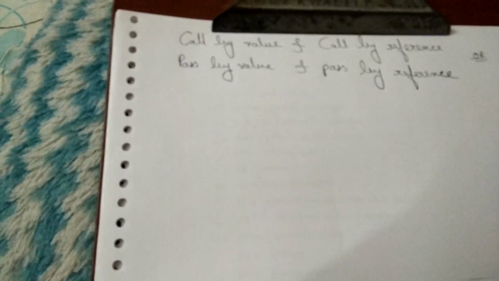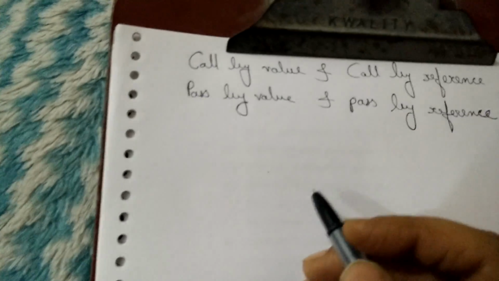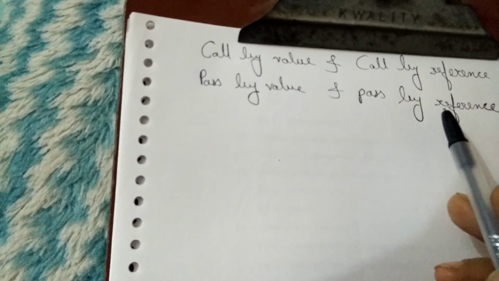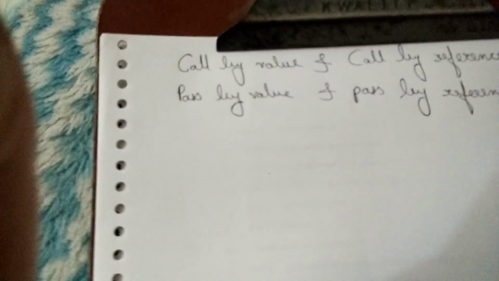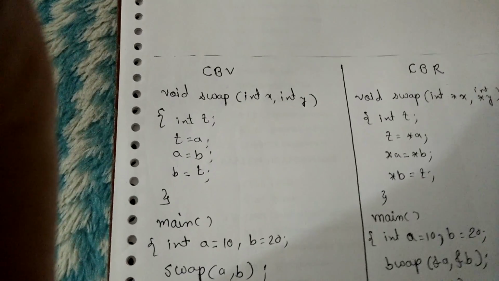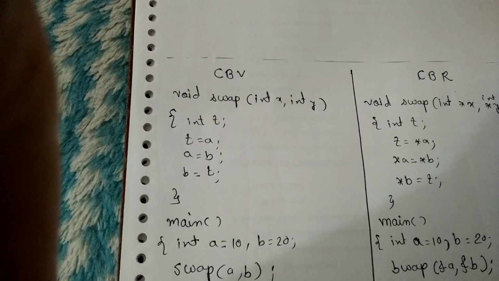Okay, so the topic we are going to see is call by reference and call by value, or we can say pass by value or pass by reference. It is one of the most important topics in C programming, or we can say any type of programming. Before we see what is meant by call by value and call by reference, let us directly understand the concept by using a simple program of swapping two variables.